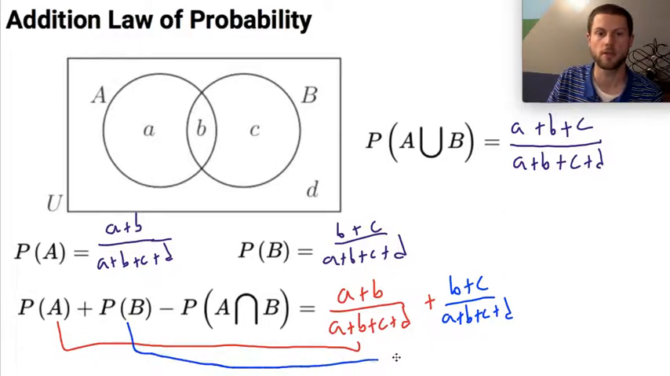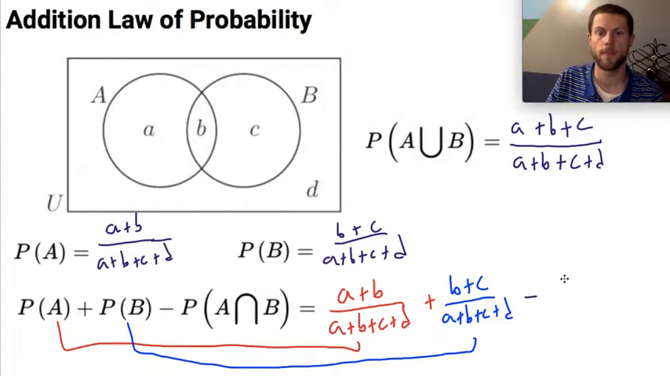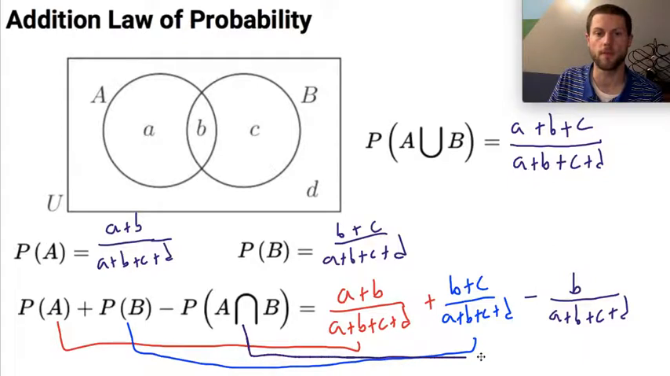That's this. And then let's finally subtract the probability of the intersection A and B. So that's going to be this space here, B, and that's over the sample space again. A plus B plus C plus D. That is this right here.